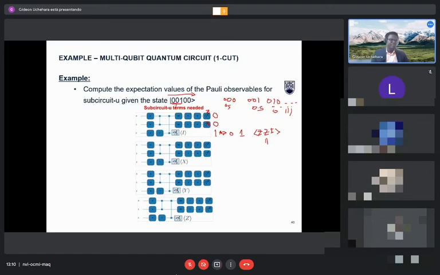So this is 0, 0, and this can either take 0 or 1. So in this case, if it here is 0, then we are looking at this state here, and we know the probability value to be 0.5. And because it is 0, then we multiply it by plus 1. That's the eigenvalue for the 0 state.